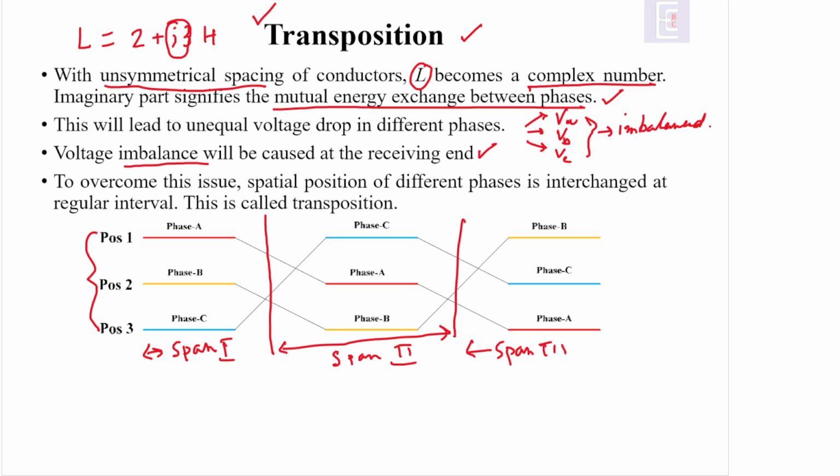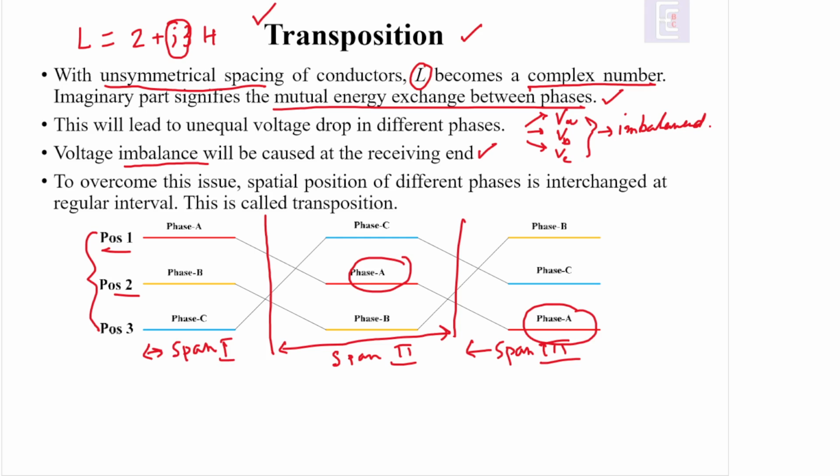We change the spatial position of the phase conductors at regular intervals. What do I mean by that? Suppose for span 1, phase A conductor runs in position 1. Now when it enters span 2, this phase A conductor occupies position 2. And when it reaches span 3, it occupies position 3. So in this way, at each regular interval, an individual conductor gets shifted and its position changes.